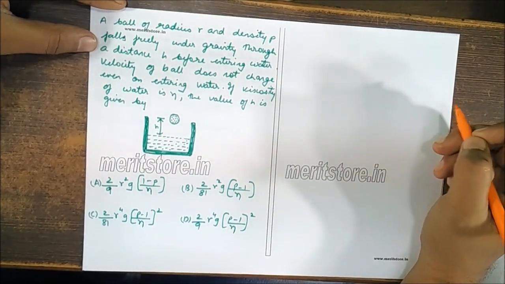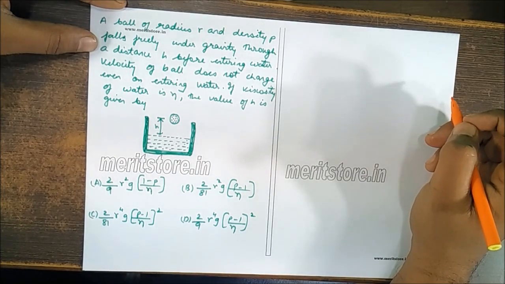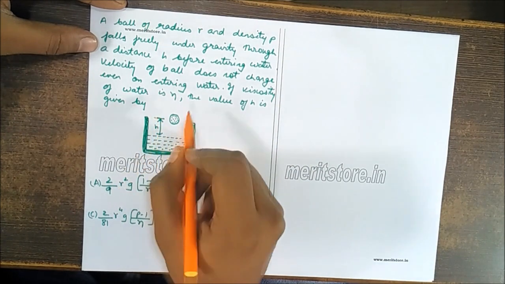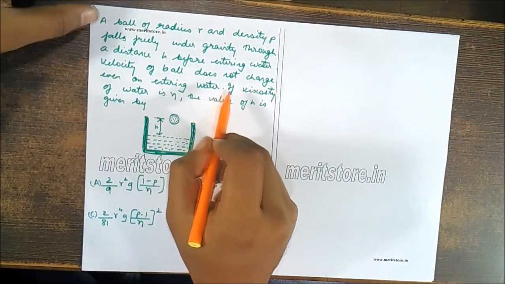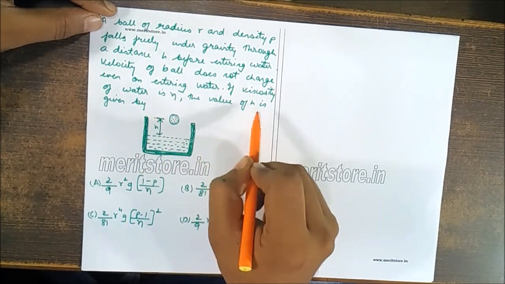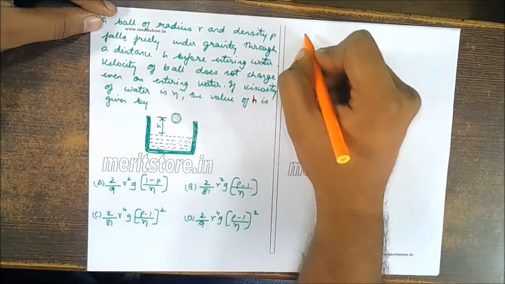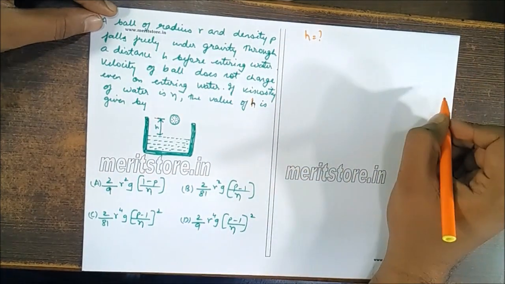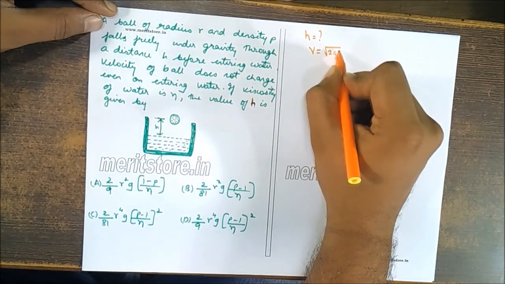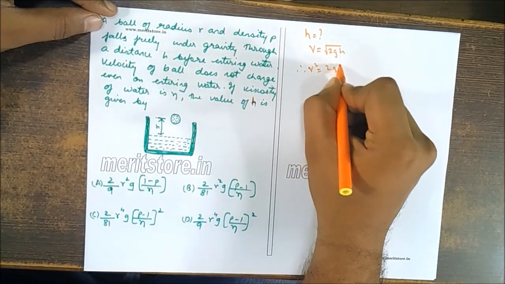Now, a ball of radius r and density rho falls freely under gravity through a distance h before entering the water. So we can see from this distance the ball has been dropped. Velocity of the ball does not change even after entering water. If the viscosity of water is eta, the value of h is given by, so height has been demanded. We can say if the body is freely falling, v is equal to under root of 2gh. Therefore v square is equal to 2gh.